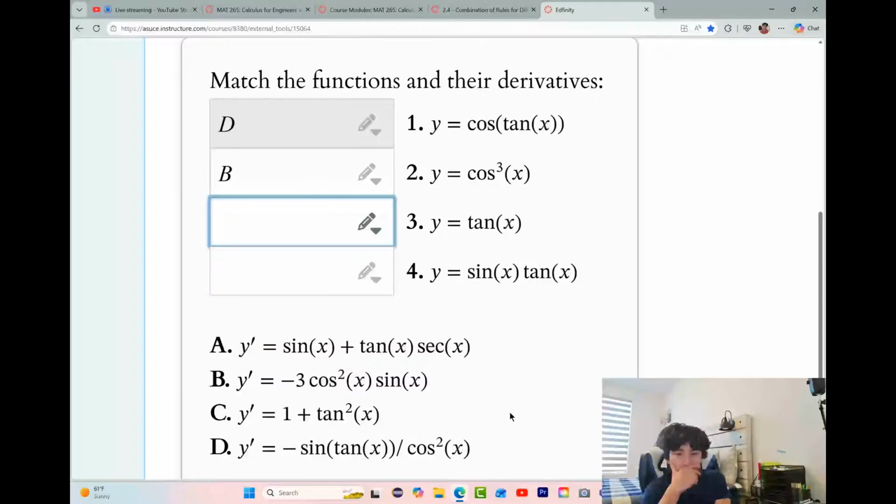Oh no. Okay. Here, I'm just going to write this down. So we have y equals sine of x tangent of x. Okay, so y prime is going to equal sine of x secant squared of x plus cosine of x tangent of x. Okay, but I don't know how that matches.